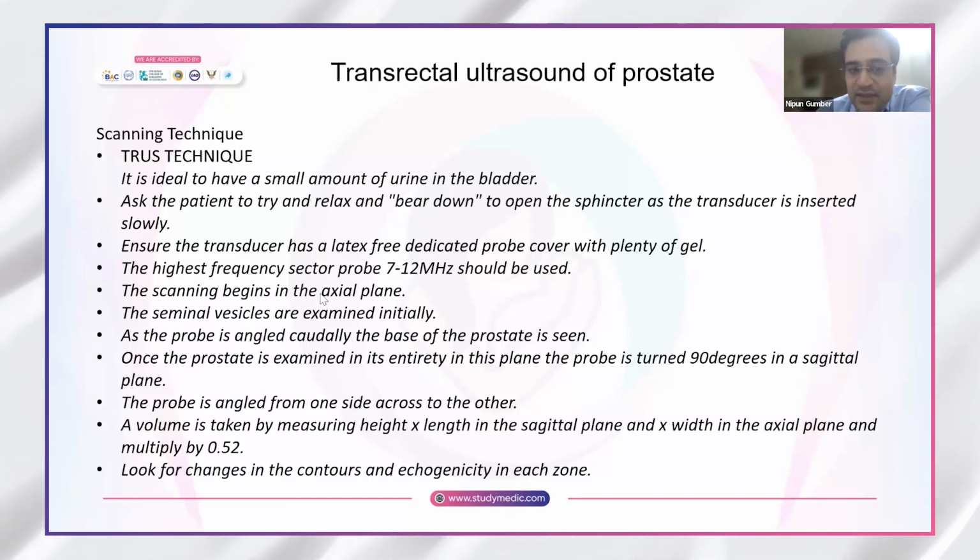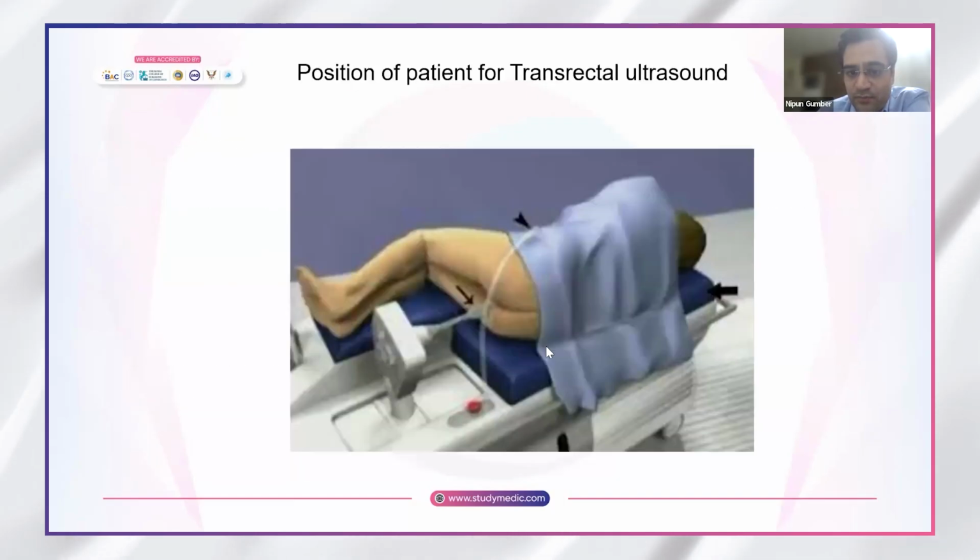The scanning begins in the axial plane. The seminal vesicles are examined initially. As the probe is angled caudally, the base of the prostate is seen. Once the prostate is examined in its entirety in this plane, the probe is turned 90 degrees to the sagittal plane. The probe is angled from one side across to the other, and the volume is taken by measuring the height and length in the sagittal plane and width in the axial plane. Look for any changes in the contour and echogenicity in each zone.